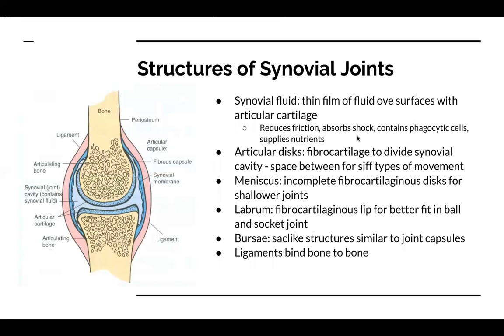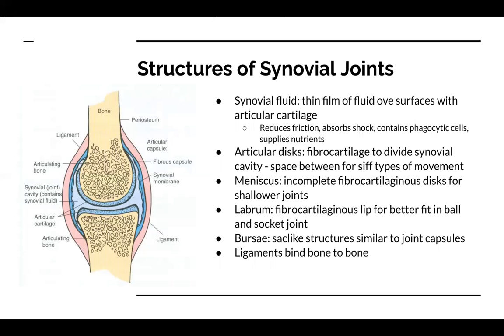So next, the synovial fluid is just inside, and it's a thin film of fluid over surfaces with articular cartilage, and this really helps with reducing friction and absorbing shock. It contains phagocytic cells, which basically kill anything that shouldn't be there, and it also supplies nutrients to your bones, so it's super important.